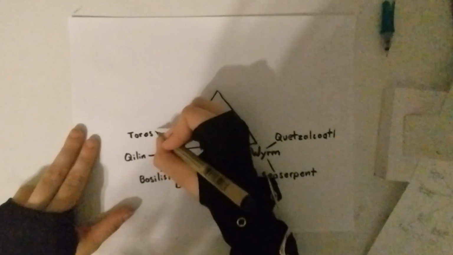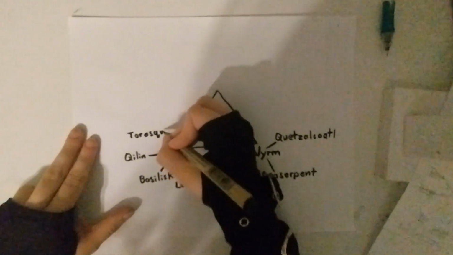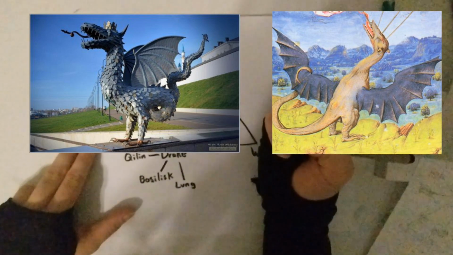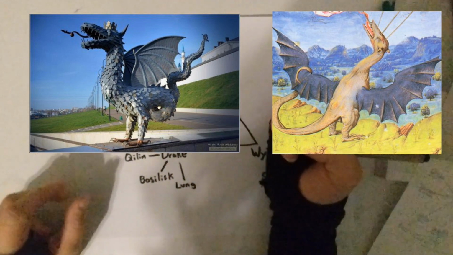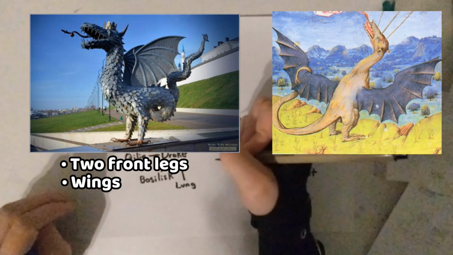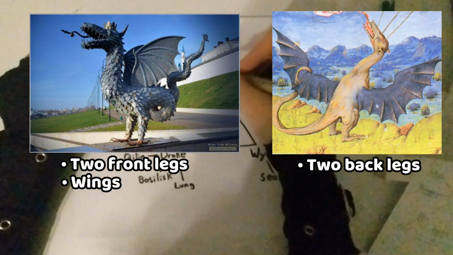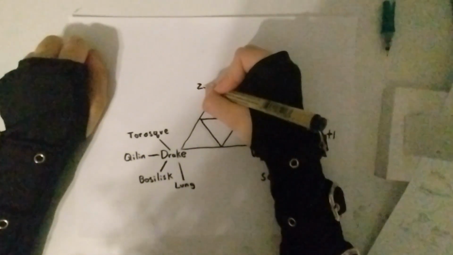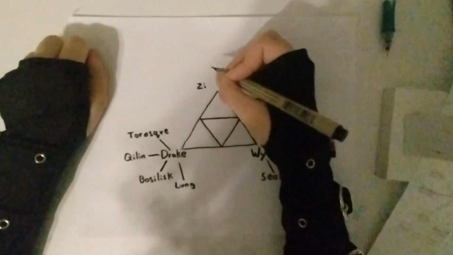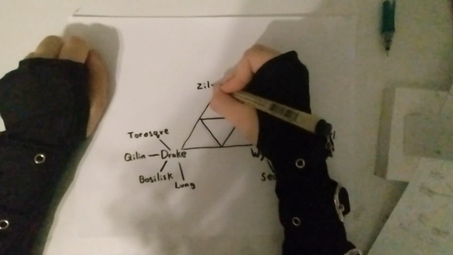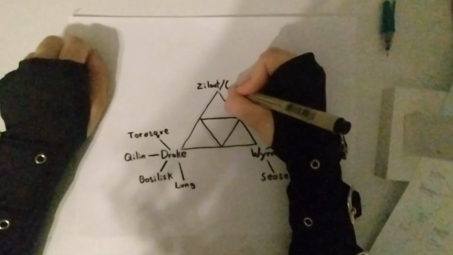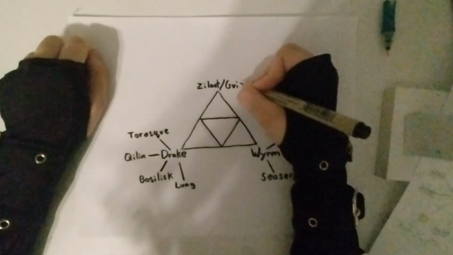Next, at the top of my triangle are 2 dragons, the Xylan and the Guivre, or Zilant and Vuivre, aka 2 front legs and wings and 2 back legs and wings. And what? Where is the beloved wyvern that is famous for having 2 back legs and being a winged dragon? Where did this random French dragon come from?